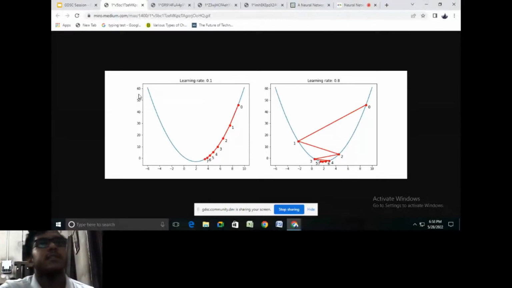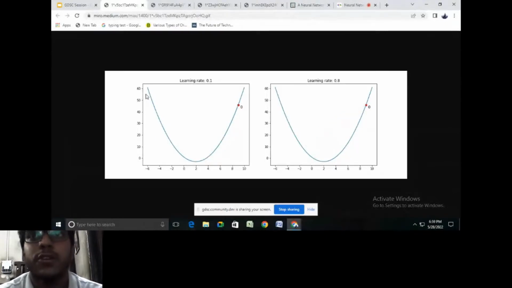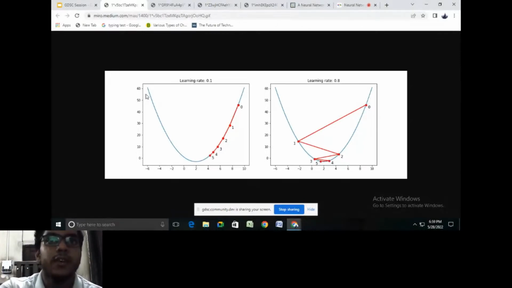You can see that this function is differentiable and it is convex, like convex upwards. So this function has a minimum. So we can be sure that in this model we can find the minimum of the cost function. Here we start off from the point 0, and then we make a comparative study of two learning rates, one with a learning rate of 0.1 and one with a learning rate of 0.8.